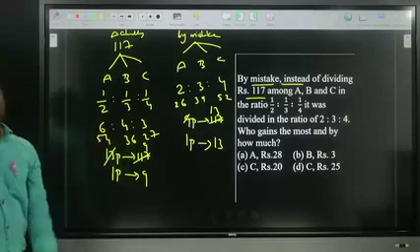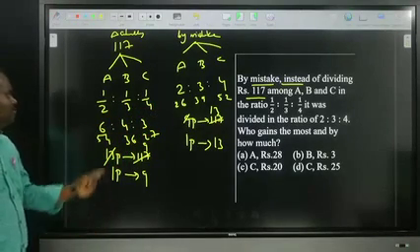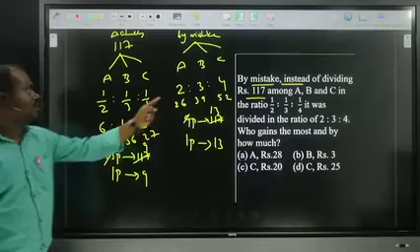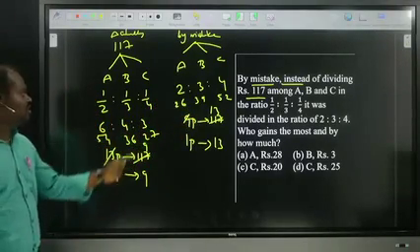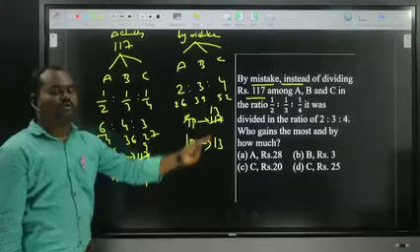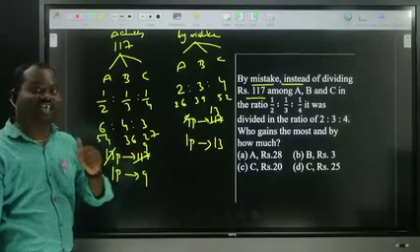He got less. B required 36, he got 39. B got how many rupees more? 3 rupees. C required 27, but he got 52. That means who was getting more? C is getting more.